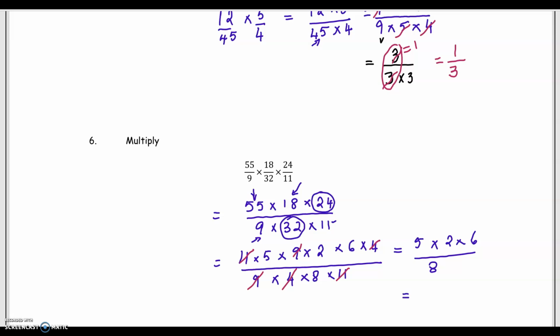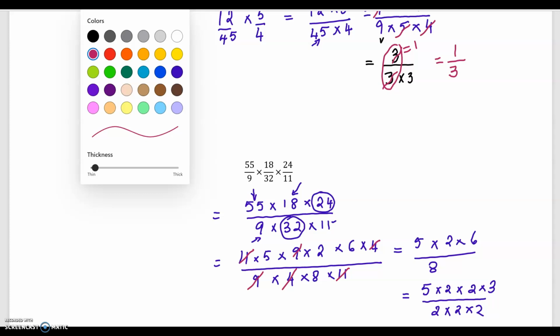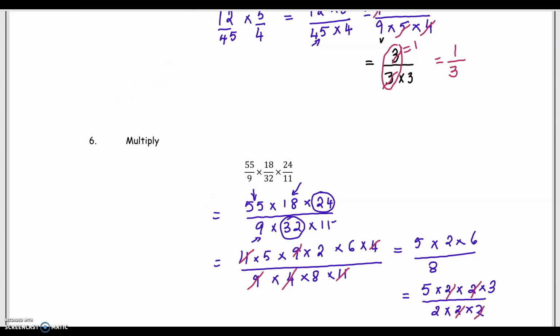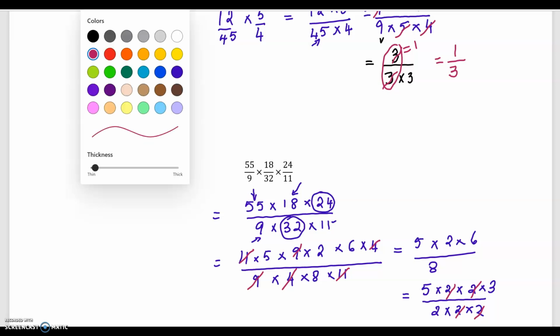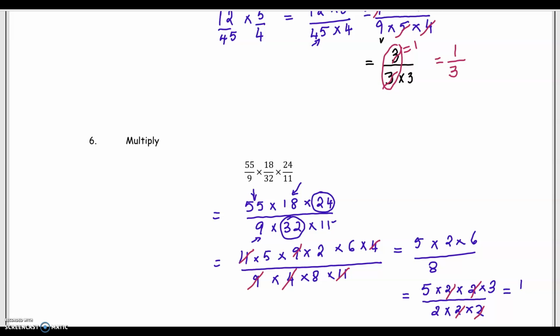Now I'm going to break down 8 because 8 contains 3 2's. 2 times 2 times 2 is 8. There's a 2 here, and then there's a 2 hiding inside the 6 as a factor. And we have 2 times 3 is 6. Now again, cancel as much as possible. 2/2 is a 1. 2/2 is a 1. And we have 5 times 3 is 15 divided by 2. And that's my final answer because there are no common factors.